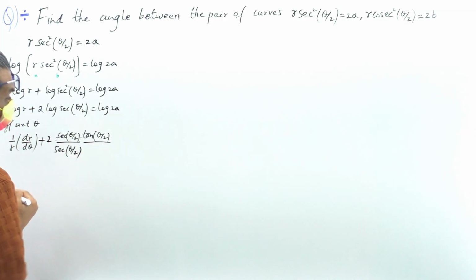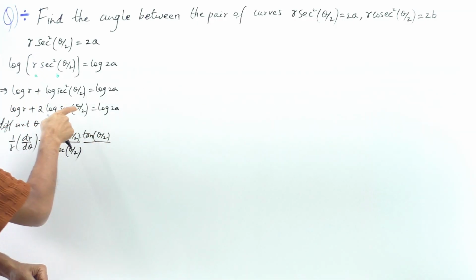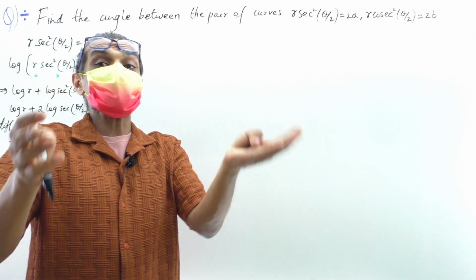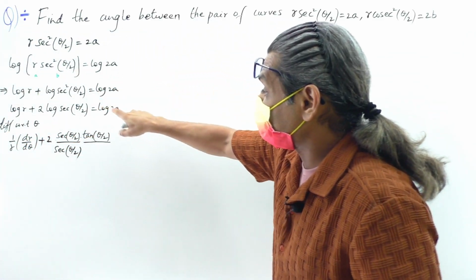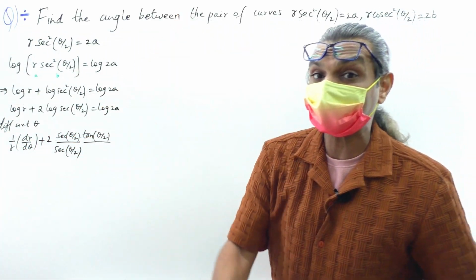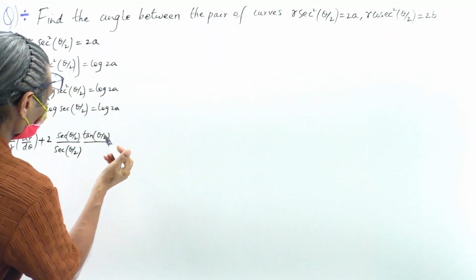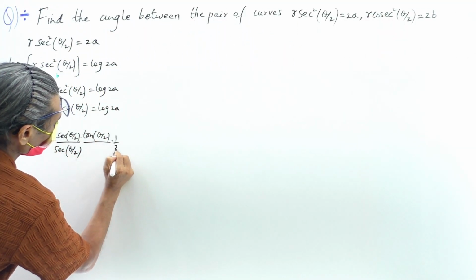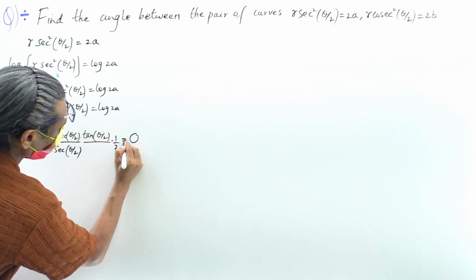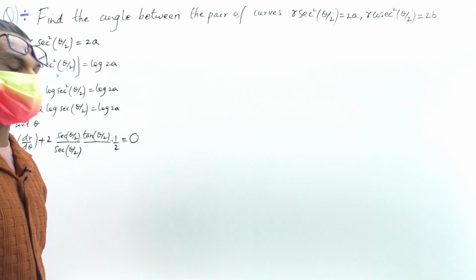It's not over yet. It's not plain. Again, not secant theta. If it is only secant theta, we would have written secant theta tan theta, but here it is secant theta by 2. Again differentiate theta by 2 with respect to theta, what is it? 1 by 2. So into 1 by 2 is equal to 0, because log 2a is constant, and derivative of a constant is 0.